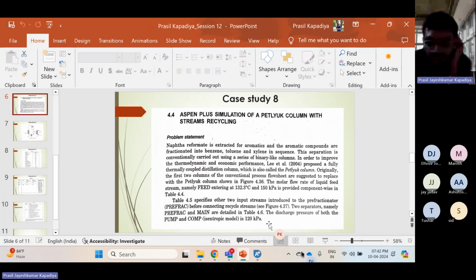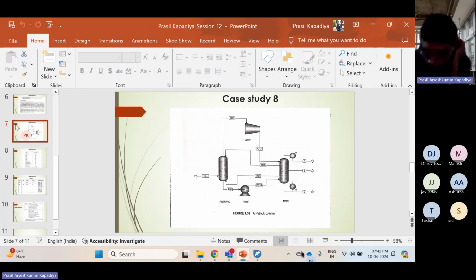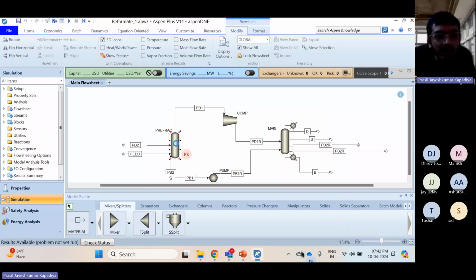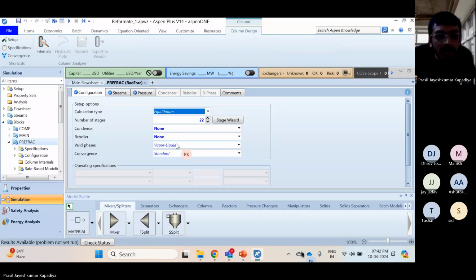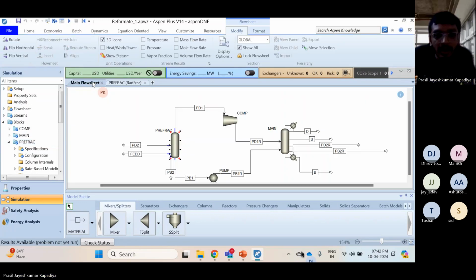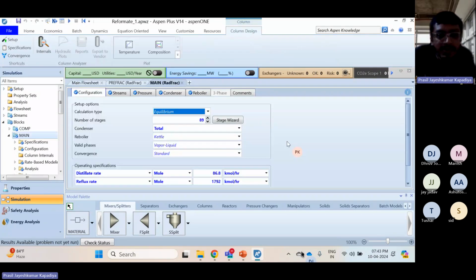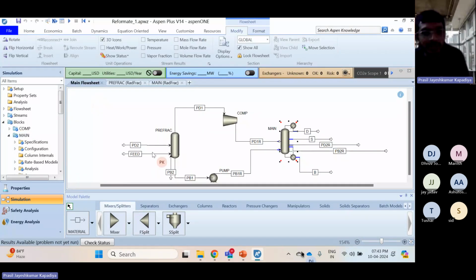This prefractionator, what was the model for that? It was not mentioned, I guess. But for this, we have taken a RadFrac column with no reboiler and condenser. And for this, we have taken the same RadFrac but with both reboiler and condenser. So let's go to the first feed stream. And we are supposed to use the UNIFAC model.